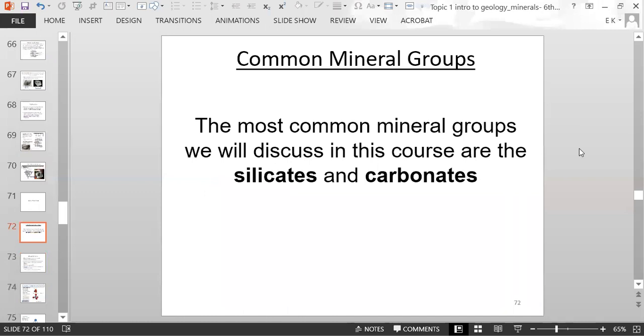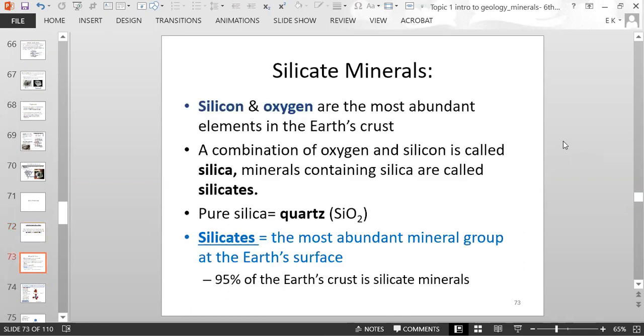Okay, so types of minerals. There are common mineral groups. The most common mineral groups that we're going to discuss in this class are the silicate minerals and carbonate minerals. Silicate minerals include silicon and oxygen. Silicon and oxygen are the most abundant elements in the Earth's crust, as we discussed earlier in this lecture. A combination of oxygen and silicon is called silica. Minerals containing silica are called silicates.